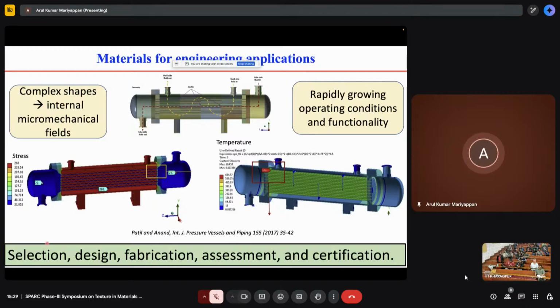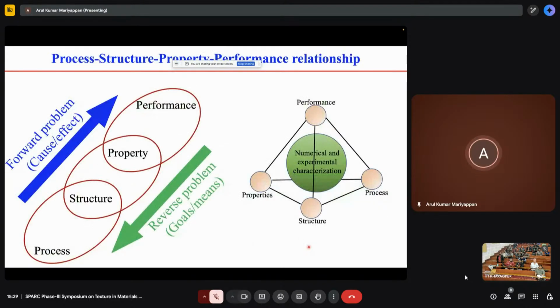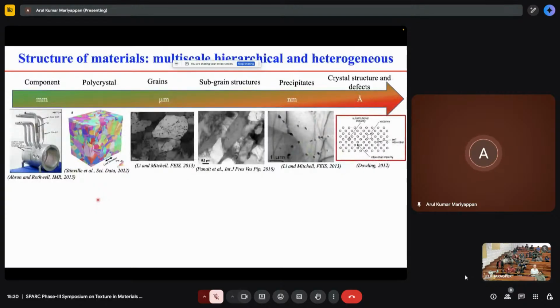In order to do selection, design, fabrication, assessment and certification, what do we need? We need a robust predictive framework that can establish the process, structure, property, performance relationship. So my entire research is focused on this PSPP relationship. But in this talk, I'm going to discuss just the structure-property relationship, how the constitutive model is playing a dominant role. Why do we need a microstructure sensitive constitutive model? That we talk about today.